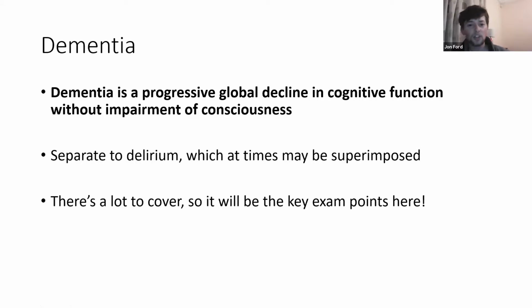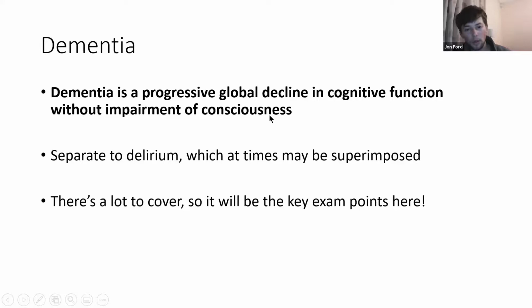And lastly, I'm sure you'll be glad to hear, is dementia. And this is a big topic, so I have tried to keep it to the key points. But if you have any questions, I'm sure the paramedics team will be able to pass you my email if you want. So dementia is a progressive global decline in cognitive function without impairment of consciousness.